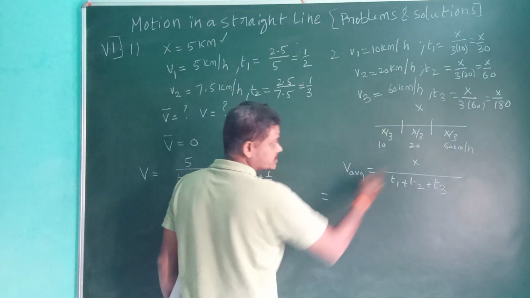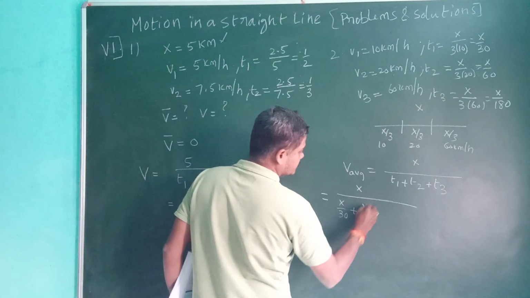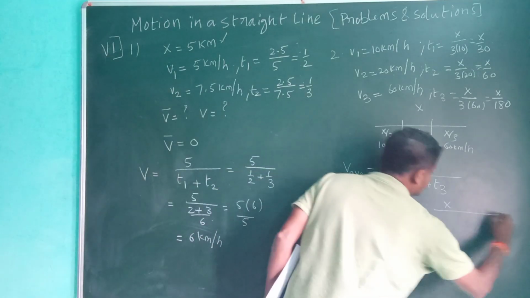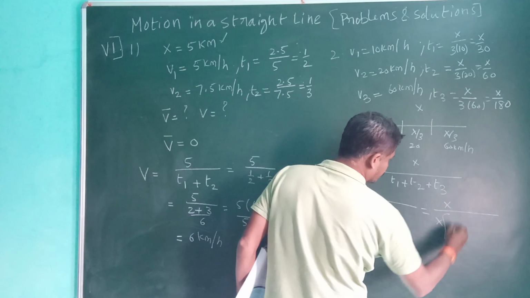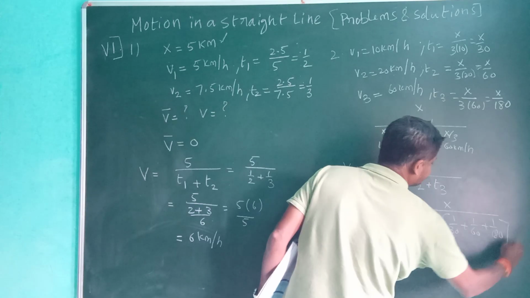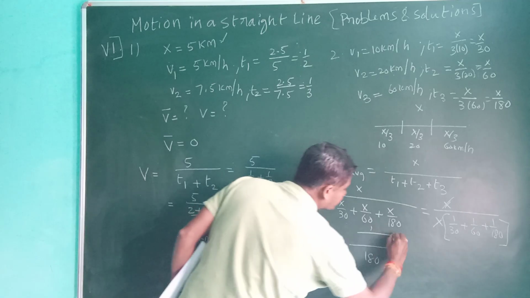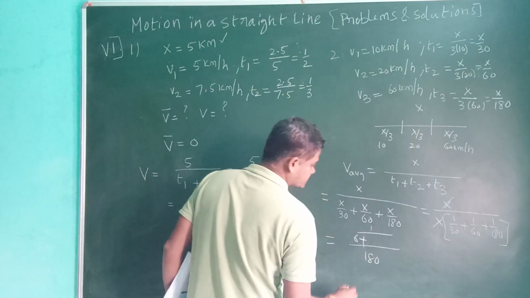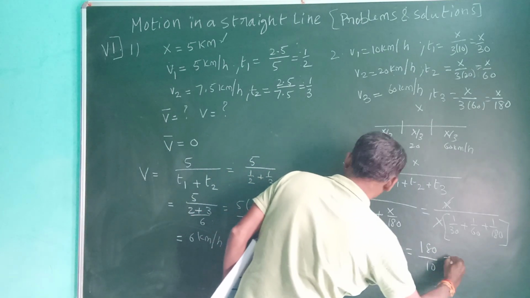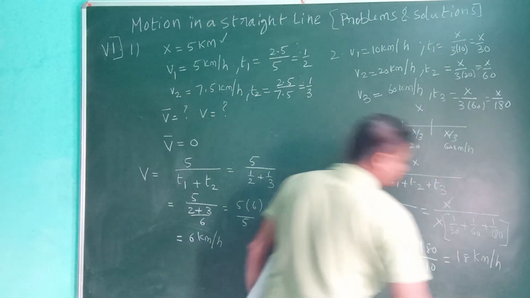If I substitute these values in this equation, x divided by x by 30 plus x by 60 plus x by 180. Taking x common, I get 1 by 30 plus 1 by 60 plus 1 by 180. x gets cancelled. The LCM is 180. So we get 180 divided by 10, that is 18 km per hour.